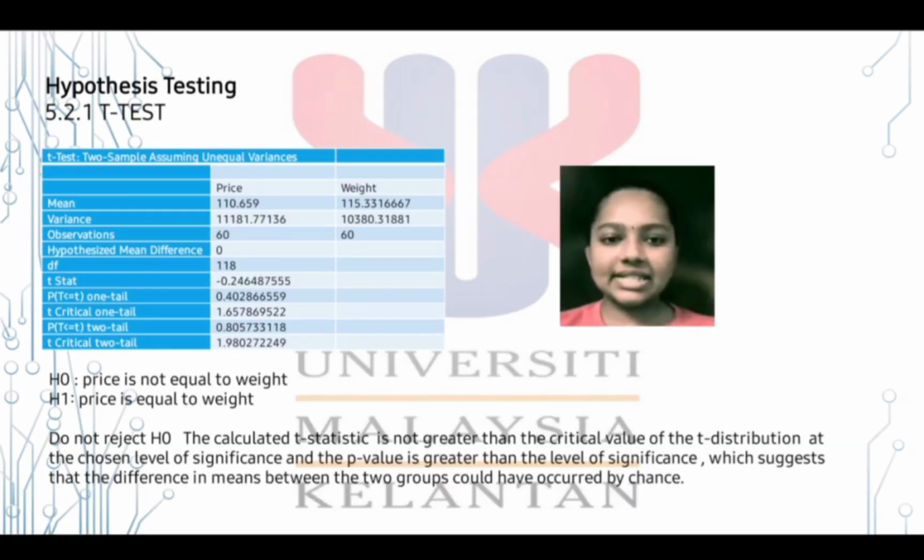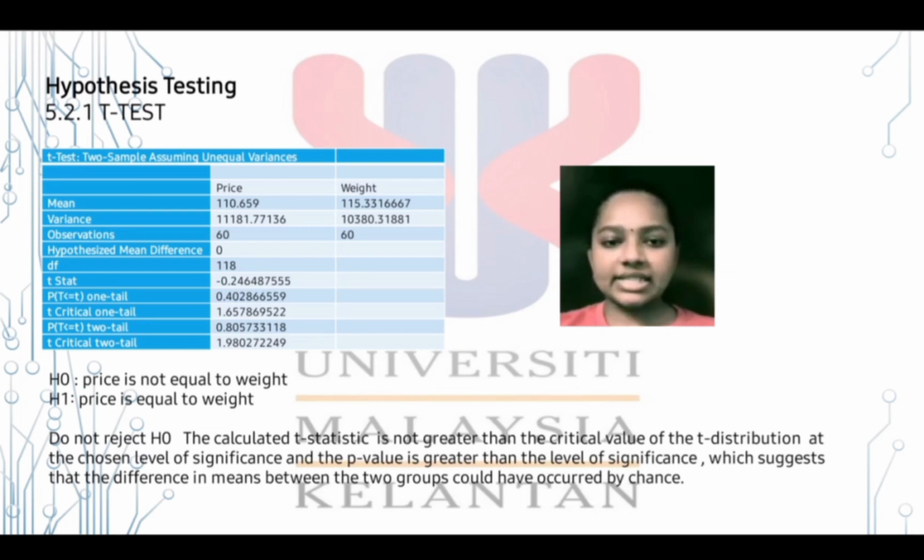Next, I will be discussing a two-sample t-test assuming unequal variance. This test is used to determine whether there is a significant difference in mean between two groups. The data that was used in the analysis included 60 observations for both the price and weight groups. The null hypothesis for this test is that the price is equal to the weight, and the alternative hypothesis is that the price is not equal to weight.